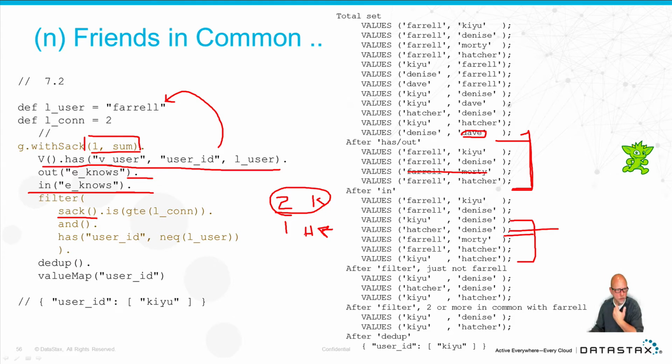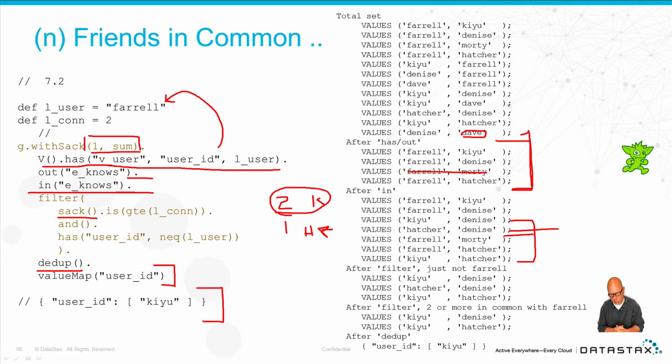We know people in common, but we didn't know enough people in common. Pull out any duplicates and return it, and here we get just Q. So one more time from the top. Who does Farrell know? Those people know people. Do we know them in common? That's all done by the out and the in.